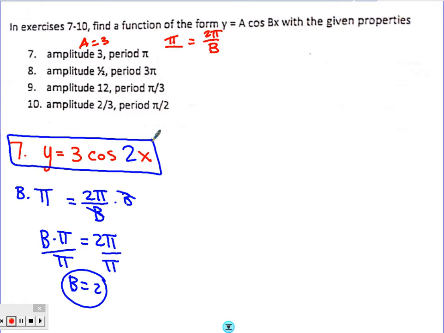Okay? So you need to set up that equation: pi equals 2 pi over b to figure out what b is. Multiply by b, divide, and figure out what you get. Okay? So try number 8, 9, and 10. Again, I will pause so you guys have some time to work. Try them, and then see if you got it.